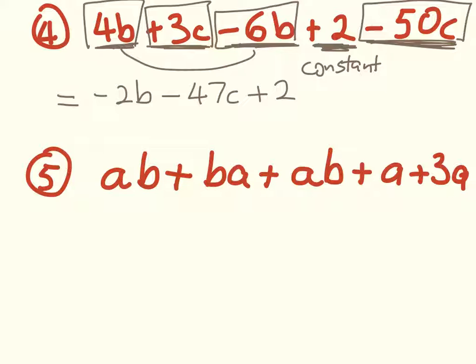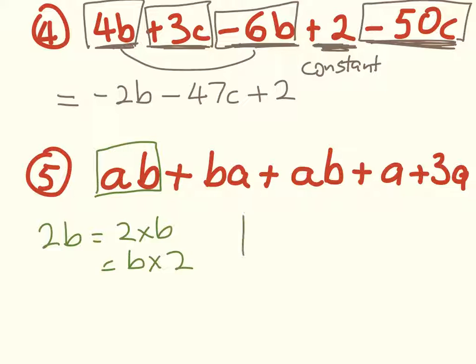Right, now let's have a look at number 5. We need to decide how many different types of things we've got in here. This is a really common source of confusion. Let's talk about what a times b means. Well, we know that 2b means 2 lots of b. And that's the same as b lots of 2 things.